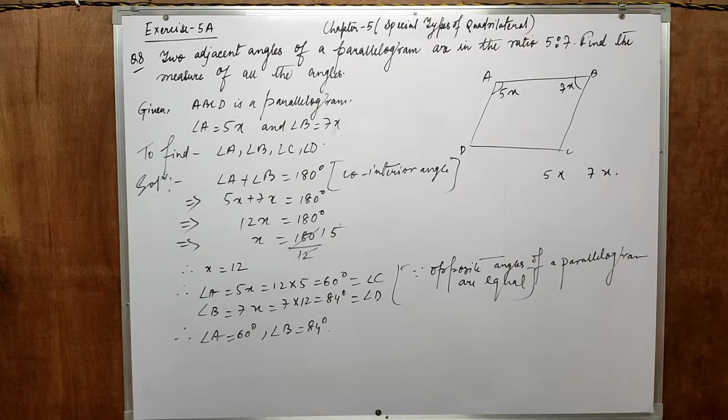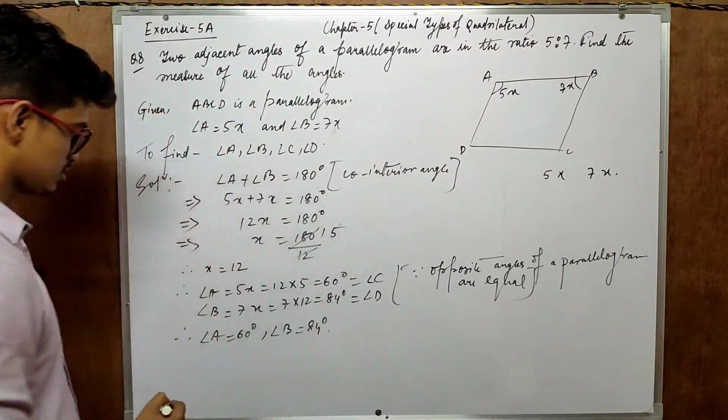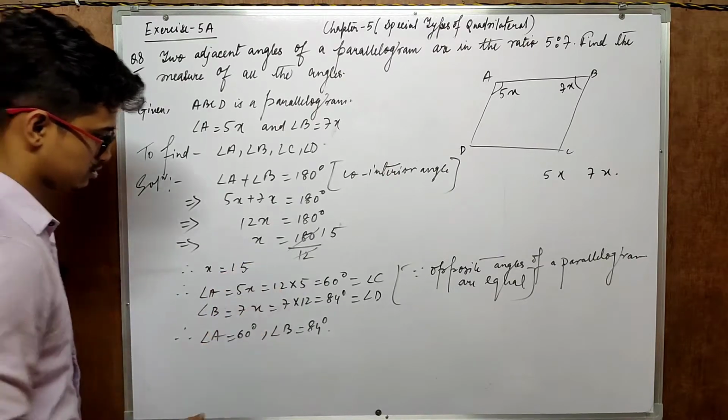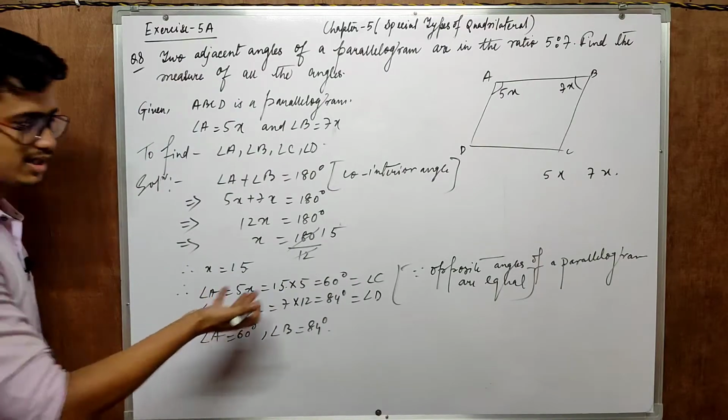Did I make any sort of mistake over here? Did you find out? 15 into 12 is 180, so it's x equal to 15. x equal to 15. That is what I have found out.